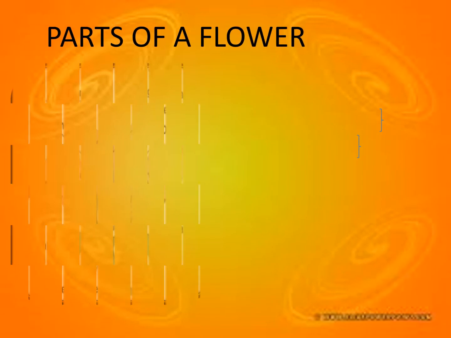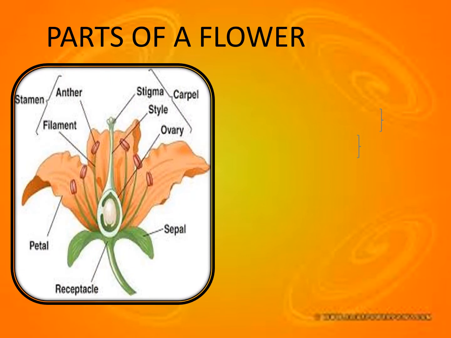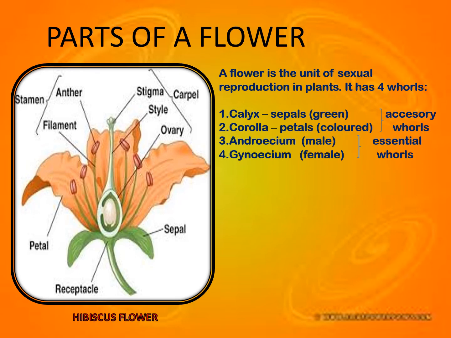A flower is a structural unit of sexual reproduction in plants. It consists of 4 floral whorls. Whorls meaning a pattern of spiral or circular or concentric circles, meaning one circle within the other. Now, these 4 whorls are called the calyx, the corolla, the androecium, and the gynoecium.